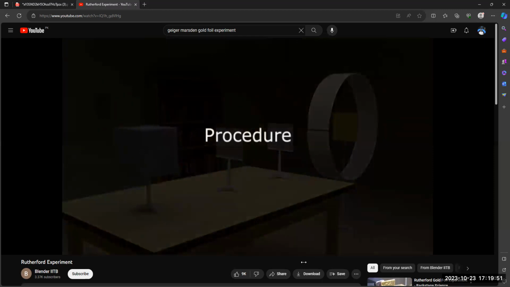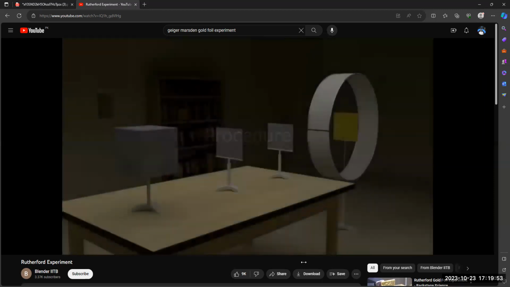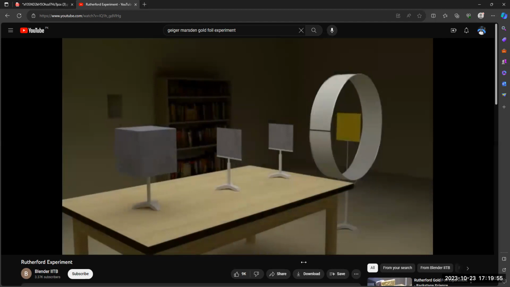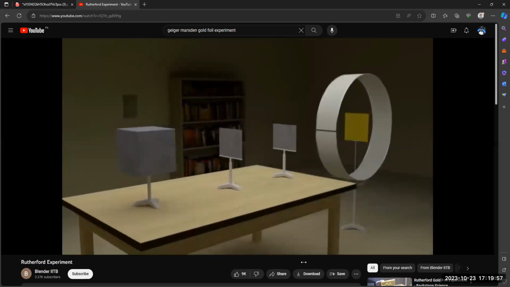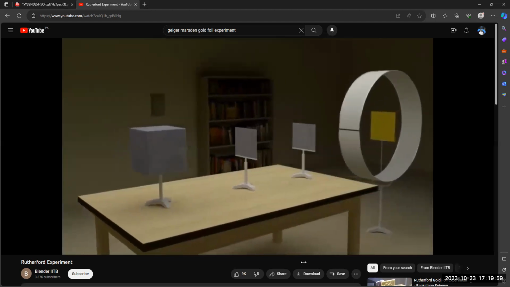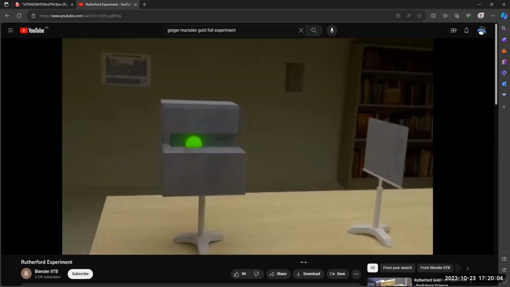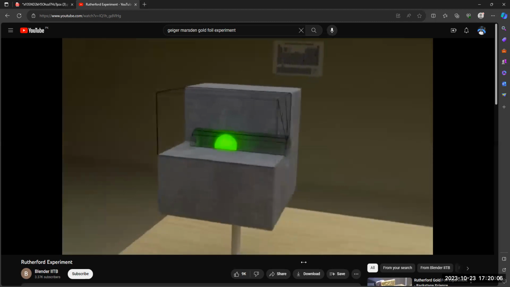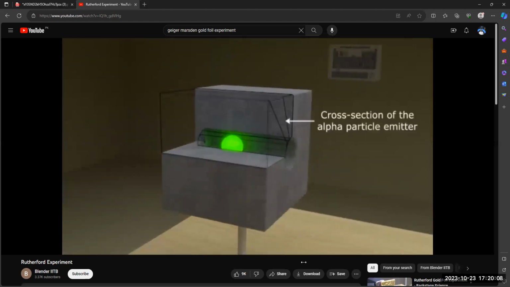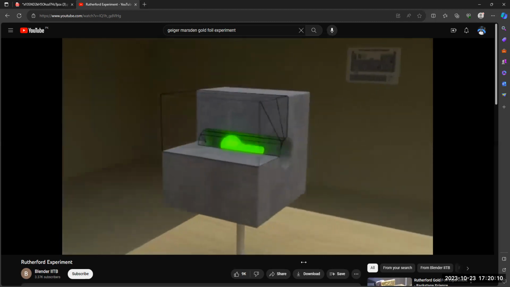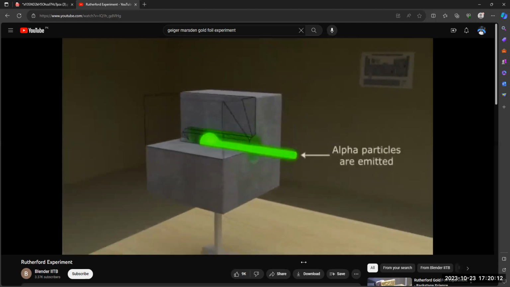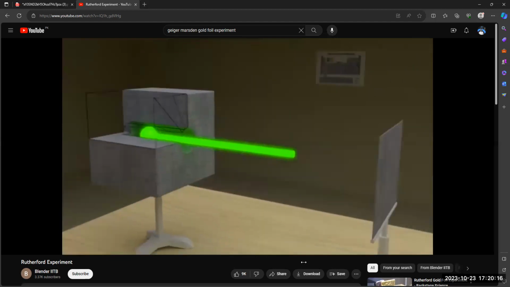So if we discuss the procedure followed by Rutherford, he took the alpha particles that are coming out from this box. Basically, alpha particles are like a radioactive material that simply emits radiation. Just like you can take the example of the sun, okay? Because from the sun we are also getting radiations. So radiation is coming out from the box, which is known as the alpha particle emitter.